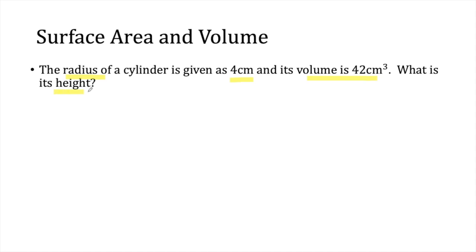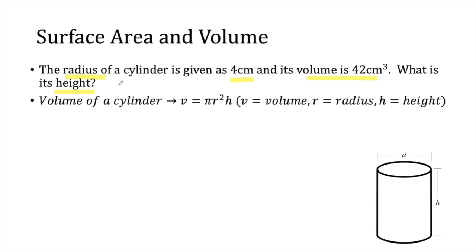What is its height? So to find the volume of a cylinder, there is a specific formula which states that the volume of a cylinder is V equal to pi r square h, where V is the volume, r is the radius, and h is the height.